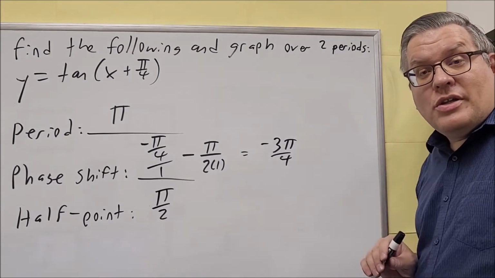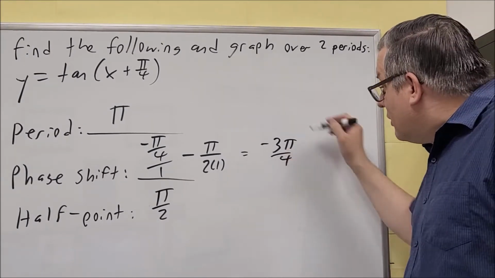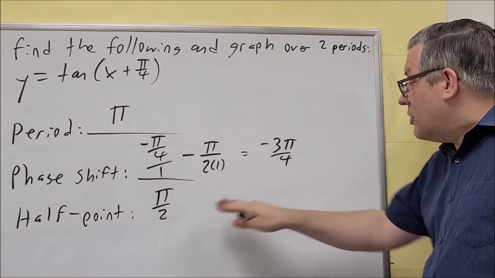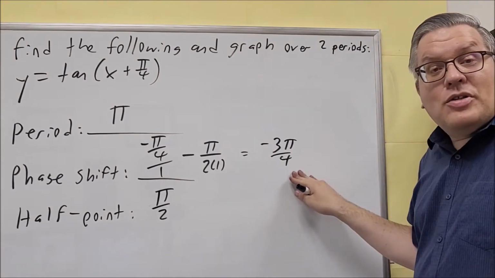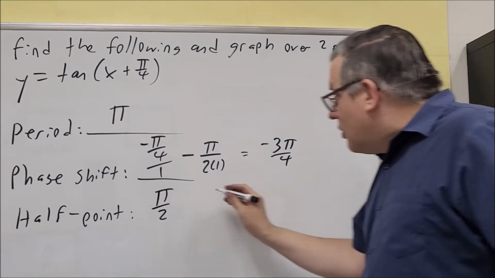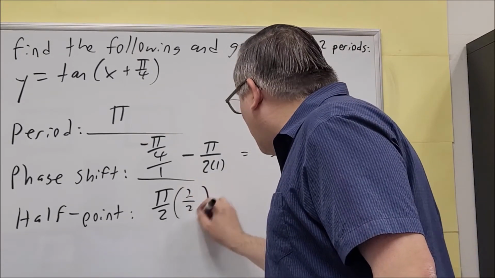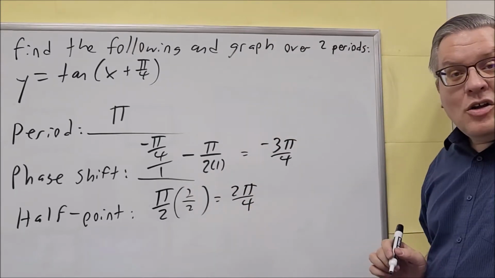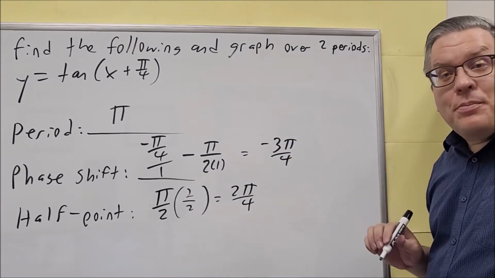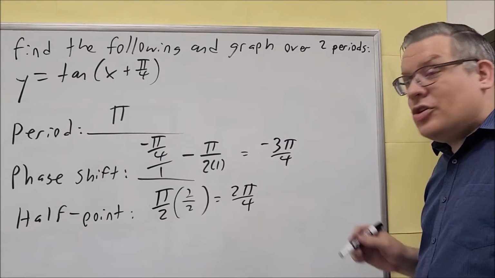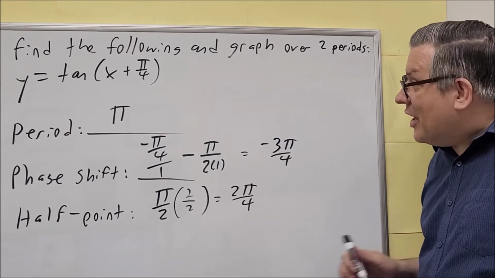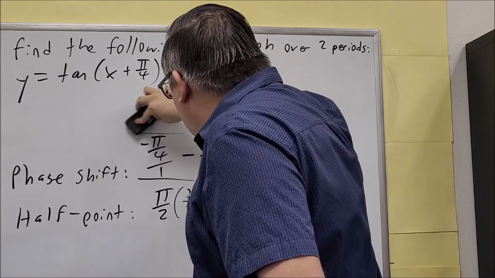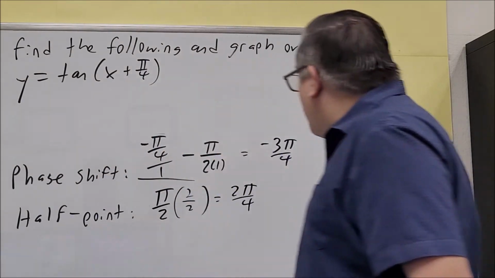So what we're going to do now is take the phase shift and just keep adding the half point to it. Now, it's better if we can get common denominators between these two. So I'm going to multiply the half point by 2 to get 2 pi over 4. That way, when we add all these together to get our key points, we can just have the same denominator and it'll be easier to add together.